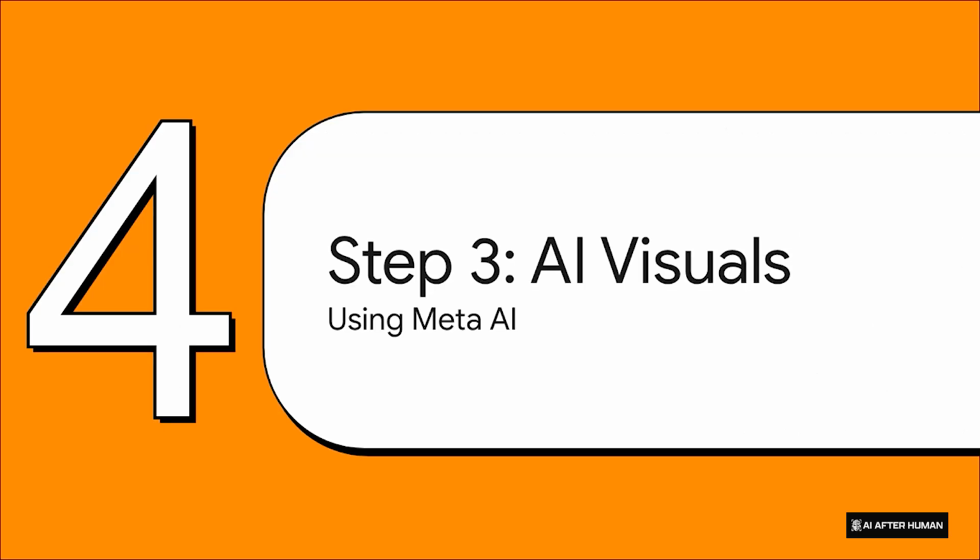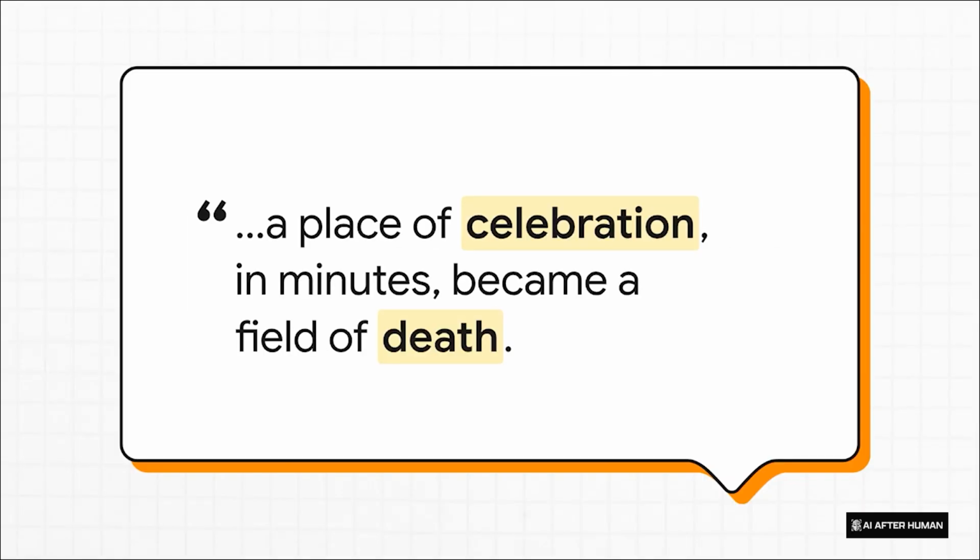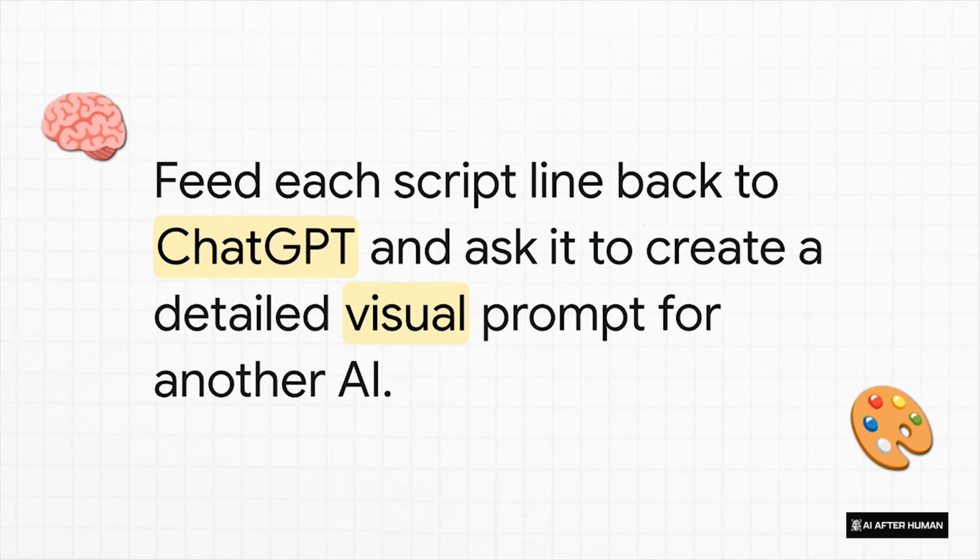Okay, we've got our script, we've got our voiceover. Now for the really fun part. We need to actually see the story. In this step, we're going to generate every single image, every single video clip we need, and you guessed it, we're using another free AI tool. Let's grab a line from our script. I mean, that's a powerful sentence, but how do you turn that feeling into a visual? If you just type that sentence into an image generator, you might get something okay, but there's a much smarter way to do it.